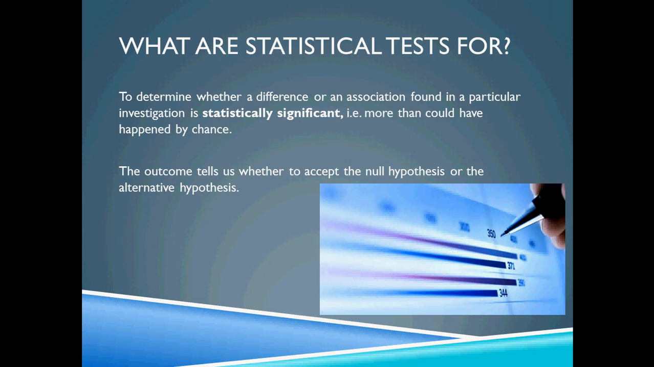So if your results show that your outcome could have happened by chance, then you would accept your null hypothesis. If your findings suggest that it's statistically significant, then you would accept your alternative hypothesis.